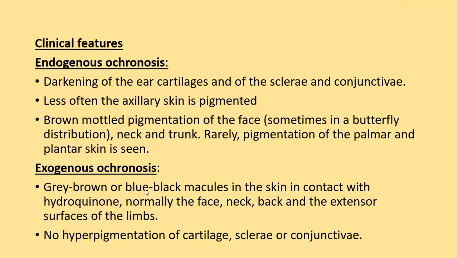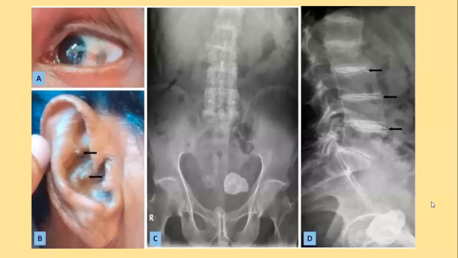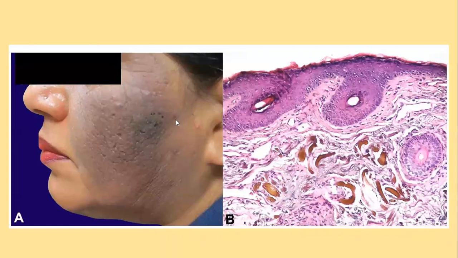Exogenous ochronosis presents as gray-brown or blue-black macules with slight thickening of the skin in the areas that come in contact with hydroquinone, normally the face, neck, back, and extensor surfaces of the limbs. No hyperpigmentation of cartilage, sclera, or conjunctiva is seen. So you can see this exogenous ochronosis. Not only is there increased pigmentation, but the underlying skin is also thickened. And on histopathology, you can see these banana-shaped pigmented collagen bundles in the dermis.